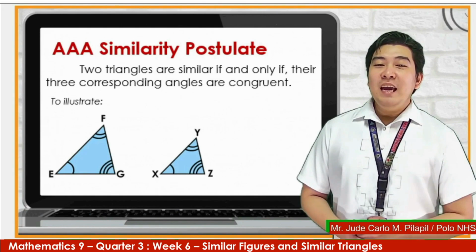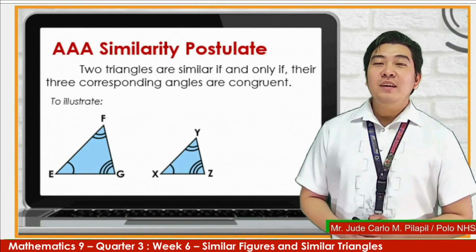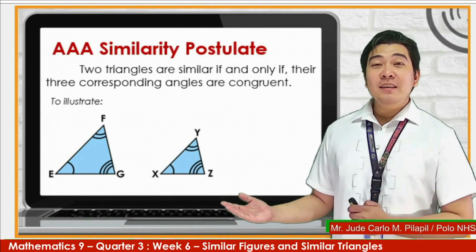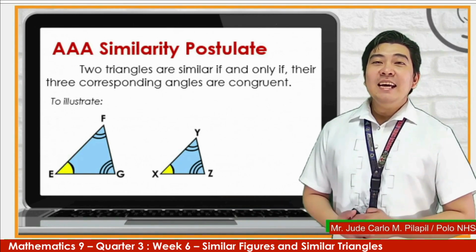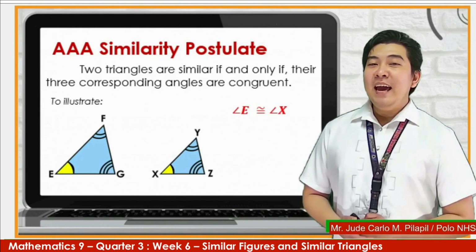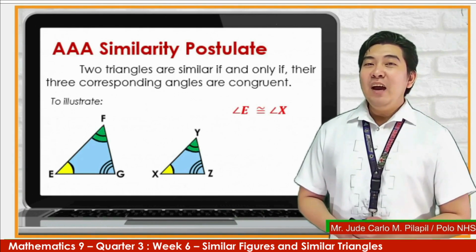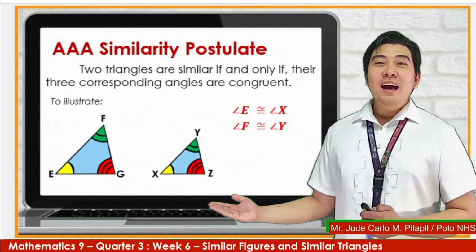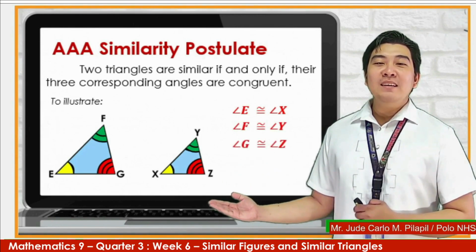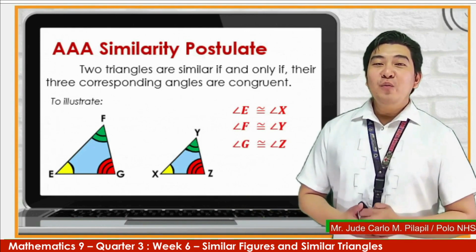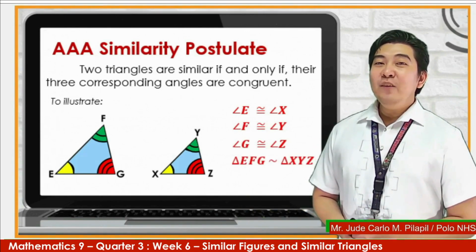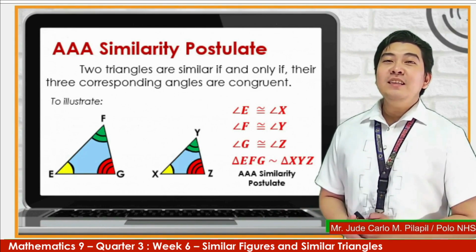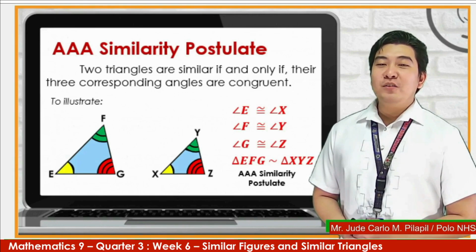Consider triangle EFG and triangle XYZ. Based on the figure and their respective markings, we can see that angle E is congruent to angle X. Angle F is congruent to angle Y. And the last pair, angle G, is congruent to angle Z. Therefore, we can say that triangle EFG is similar to triangle XYZ using the AAA Similarity Postulate.